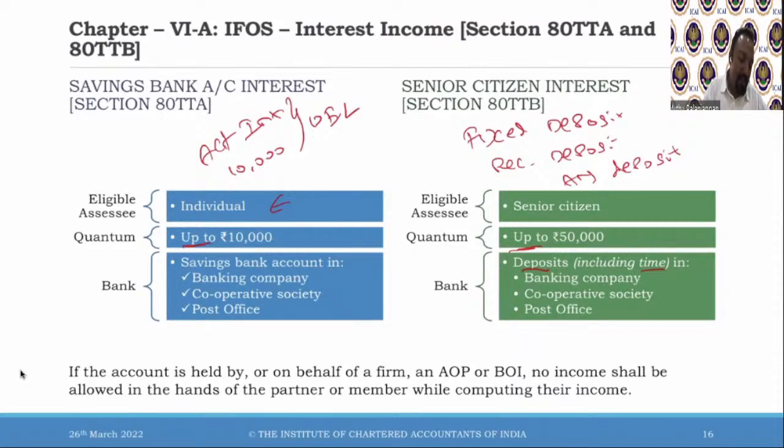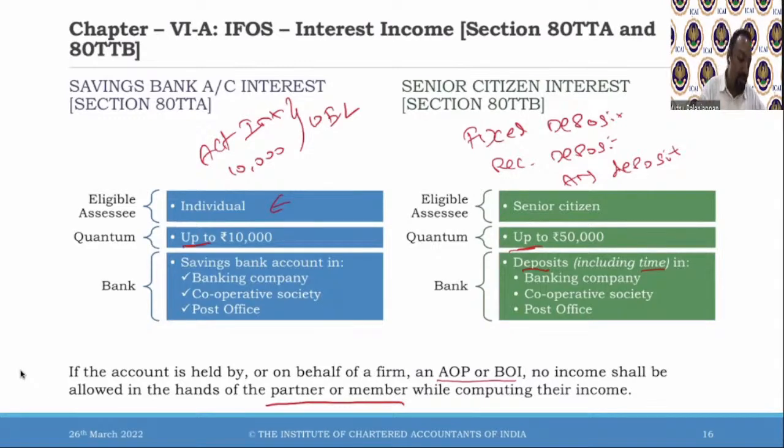If the account is held by or on behalf of a firm, belonging to an AOP or BOI, no income shall be allowed in the hands of the partner or member who will compute it in their income. Which means if the AOP or BOI has already claimed that 80TTA benefit, the member cannot claim it again. This is similar to what we discussed in the other deductions: if the deduction has already been claimed by the AOP or BOI, the member is not supposed to claim. Basically, the deduction is eligible only for one person. If they have not claimed, the member can claim.